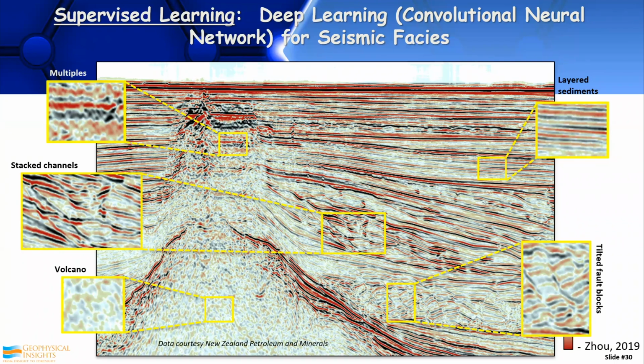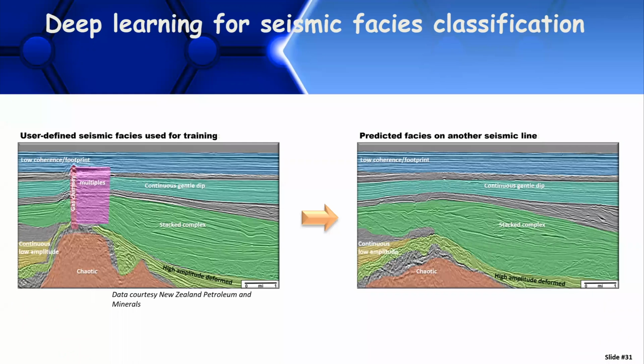And so you can see on the left, here are the user-defined facies we use for training. And to the right, then you can see we get a prediction of a facies on another seismic line in the volume. And eventually, you do produce a full 3D interpretation. And there's certainly plenty of applications available that are offering these kind of technologies to interpreters.